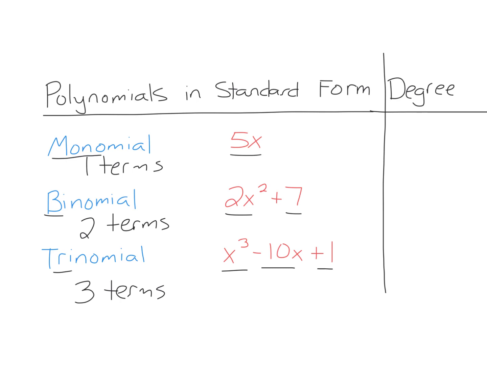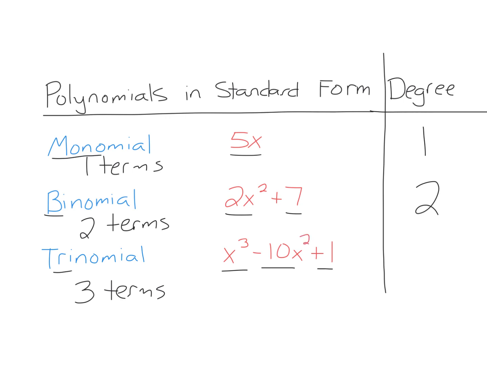So looking at our monomial example, we have 5x. What's our exponent on 5x? What's the exponent technically, even though it's not there? 1. So the degree of 5x is 1. What's the degree of our binomial? The highest exponent, our binomial. So 2? Yep, highest exponent out of our 2 terms is 2. I'm going to change my bottom example real quick. I'm going to put a 2 on this one.